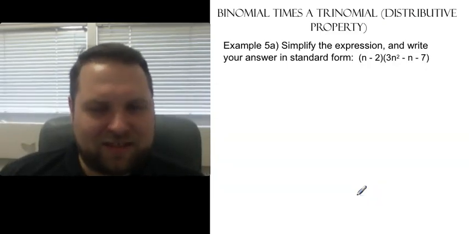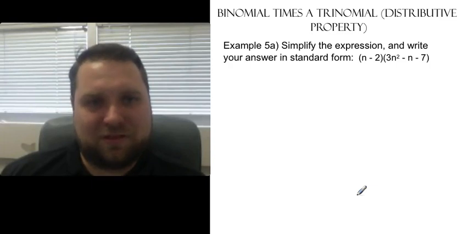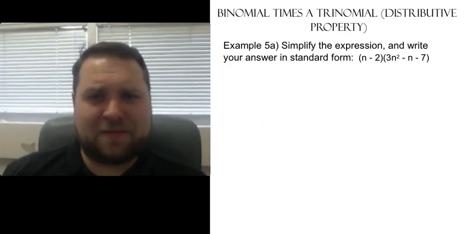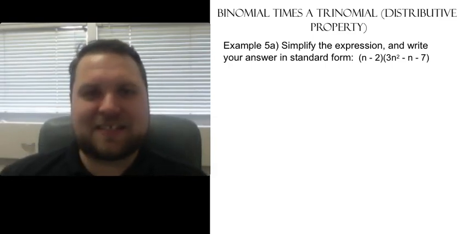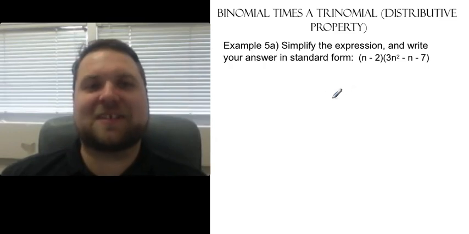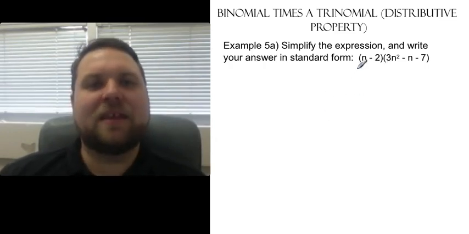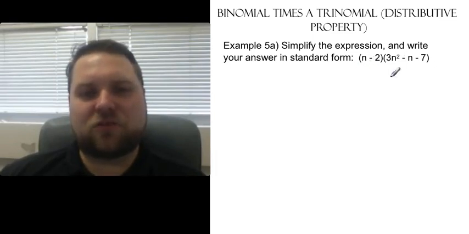Example 5. Now things are a little more serious. Got your deep breath? You got this? All right. So let's do this as the distributive property, and I'm going to leave all the space for it because we got a lot of distributing to do here. It's a binomial times a trinomial. That's okay, we know how to do this.